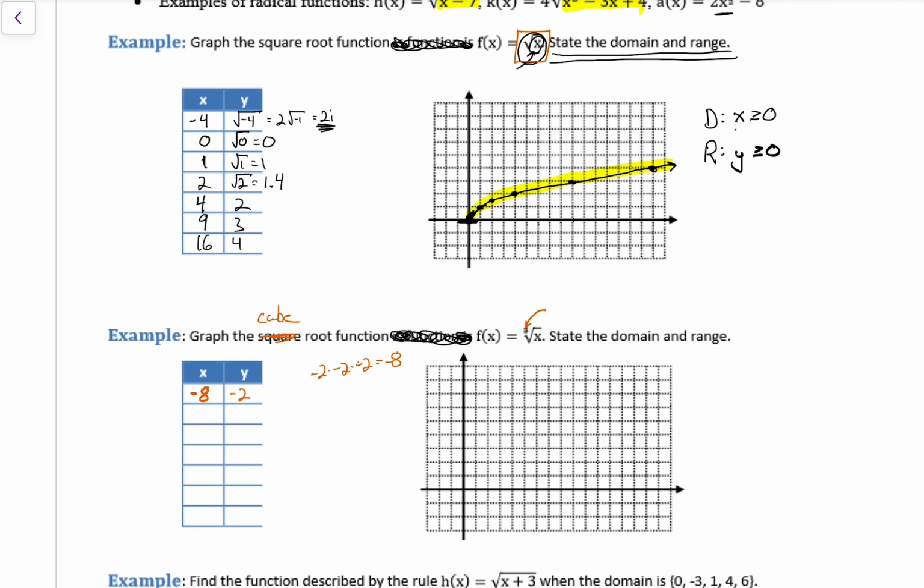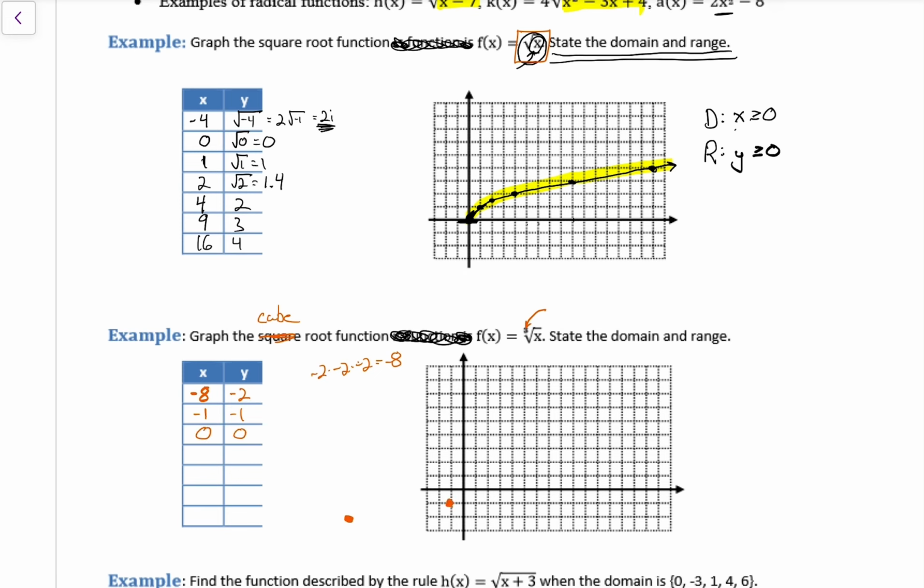Now, we have the point -8, -2. That's not available to graph on the graph that I gave you. Looks like maybe it would be about right here on our graph, but again, can't fit it on there. Let's go down to -1 then. The cubed root of -1 is -1. Do have that on there.